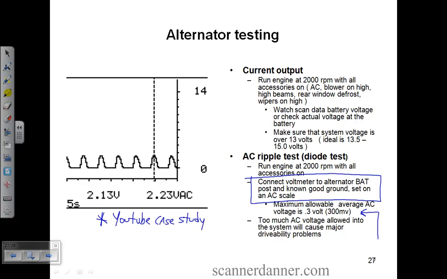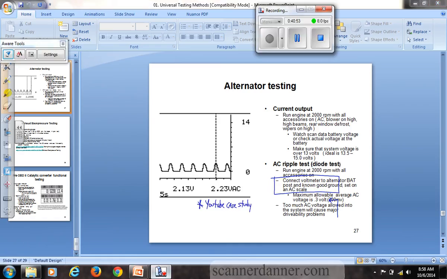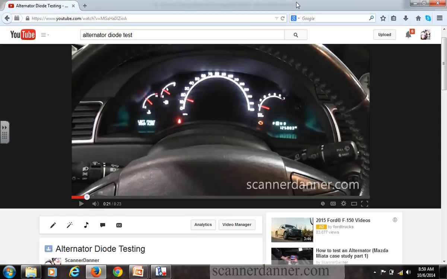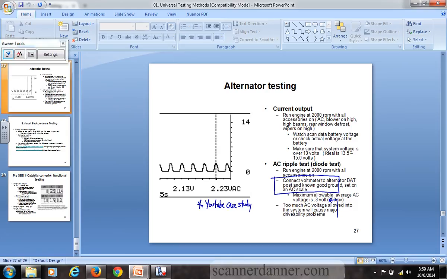It was on a Chrysler, and what's the SUV that Chrysler has? It's not a minivan, smaller than a minivan. Is it Pacifica? Yeah. You know what? Let me get the title of that pulled up. Hang on one second. Okay, this was a 2006 Chrysler Pacifica, but that doesn't matter. Here's the title of it: Alternator Diode Testing. So the note here would be this YouTube case study.